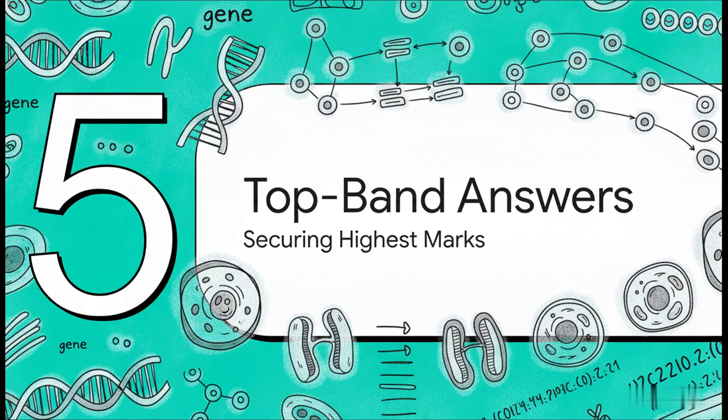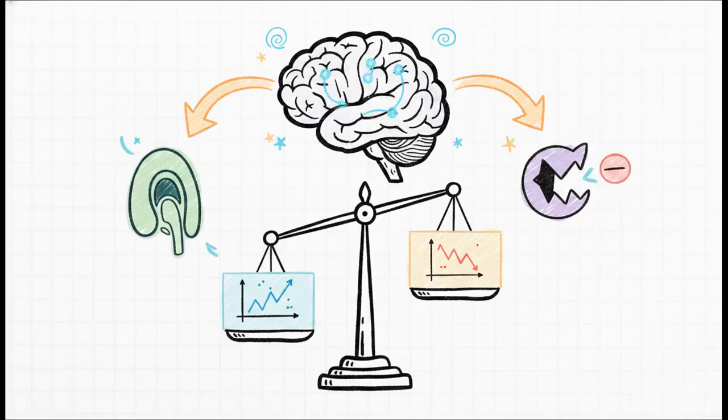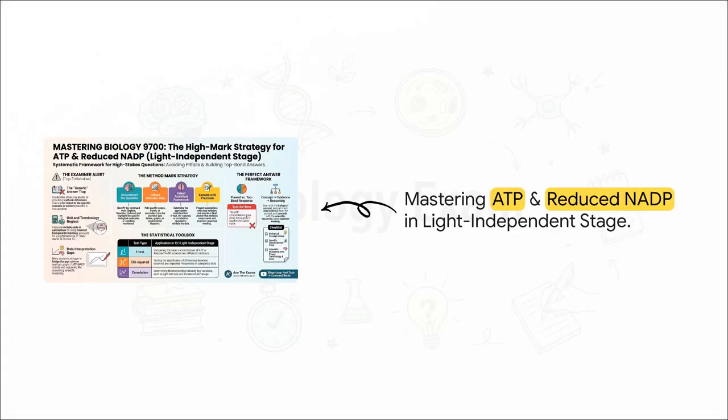Section 5. Securing top band answers. We've covered the pitfalls, so let's move up to the final tier of mastery, the highest stakes questions involving complex genetic and cellular mechanisms. At this level, higher-order assessment objectives demand that you do more than just describe what's happening. You have to evaluate it. You need cross-topic integration. Think connecting respiration directly to enzyme kinetics. You must identify limitations and assumptions in the experimental data, and you have to confidently evaluate alternative interpretations of that evidence. Let's apply this perfect framework to the Calvin cycle in the light-independent stage.